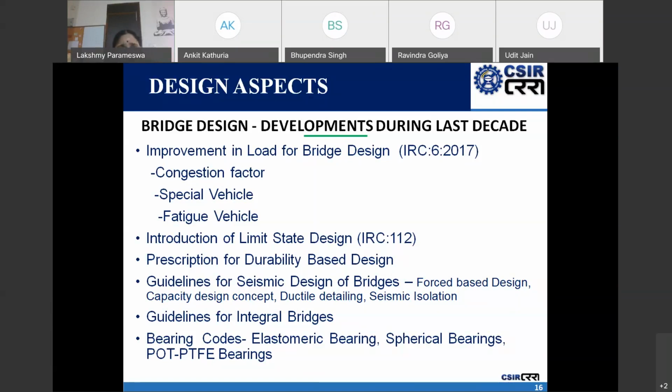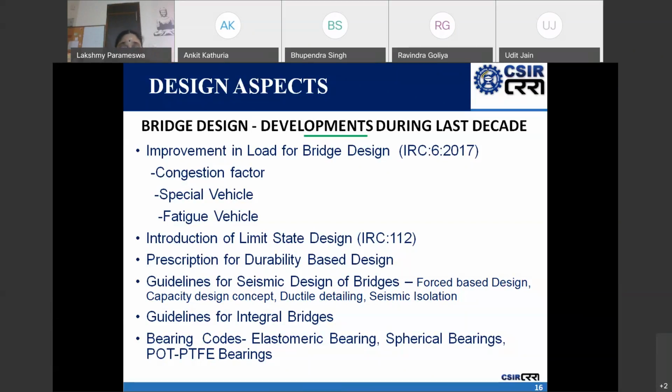Then another aspect is we have added some special vehicles and fatigue vehicles. I will discuss them in detail. And then in the last decade, we saw a change in the design philosophy from working stress to limit state with the introduction of IRC 112. And to support that, we have the loads and load factors given in the tables in IRC 6. Then, as we are designing the bridges for 100 years, it is not that we just do the design for strength, but we also have to consider durability in the design.